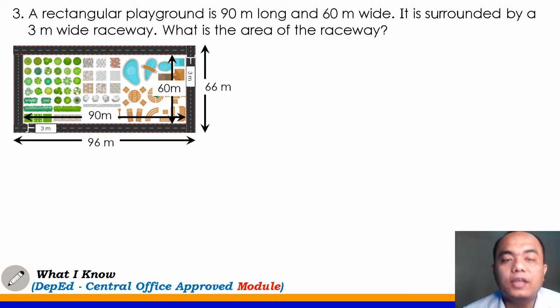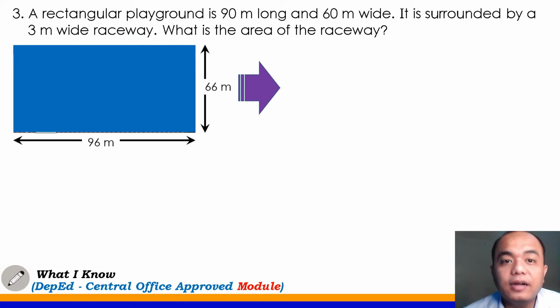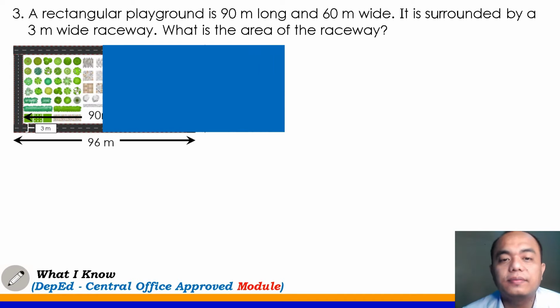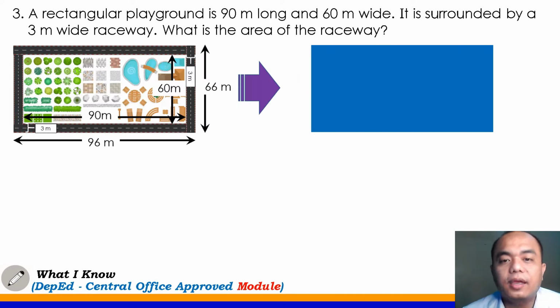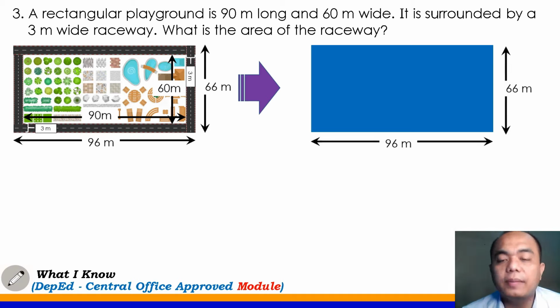Okay? Now, as you can see, we can form a big rectangle here, di ba? Yan, yung size niya is 96 by 66 meters. I-extract natin yan, class, para mas klaro sa inyo. Yan. Okay? Yan yung una. Yan yung shaded part natin. Diba? So, yung dimension niya is, length is 96 meters and the width is 66 meters.